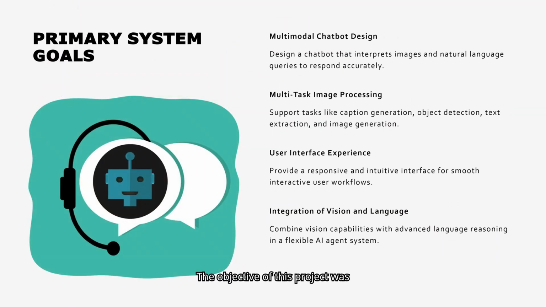The objective of this project was straightforward but challenging. Create a chatbot that can understand an image just like it understands text. To achieve this, the system should be able to perform image captioning, detect objects, extract text from the image, and generate new images based on prompts, all within a single unified interface. And importantly, the chatbot should decide automatically which tool to use based on what the user asks.